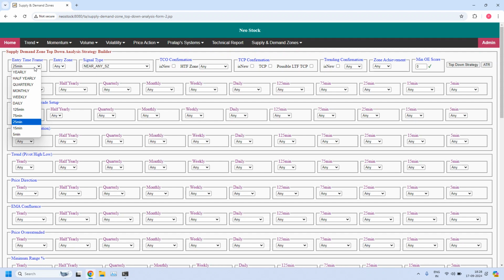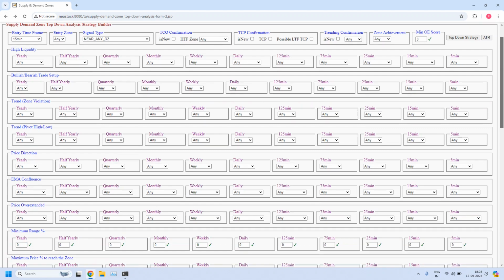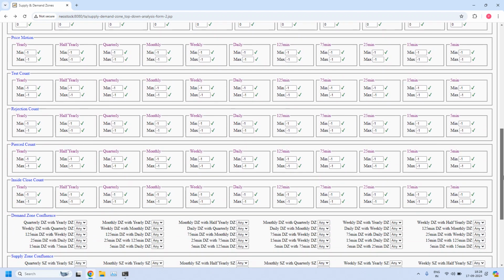Next time frame is 15 minutes. Let us find the stocks near 15 minutes demand zone. 5 stocks are filtered. Let's identify if any of these stocks are having ITF confluence. That is 15 minutes and 75 minutes demand zone confluence.